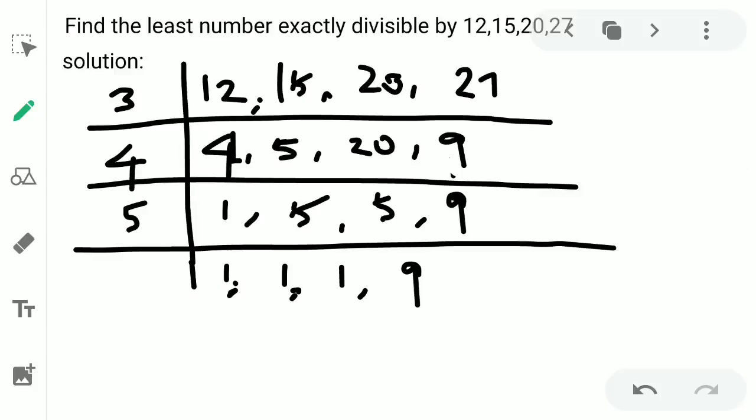Find the least number exactly divisible by 12, 15, 20, 27. So when I take LCM for this, 3 4s are 12, 3 5s are 15. Since 3 does not divide 20, I'm leaving the same here, and 3 9s are 27. 4 1s are 4, 5 doesn't come in 4, so I am taking 5 as same, and 4 5s are 20, 9 same. 5 1s are 5, 5 1s are 5, and 9.